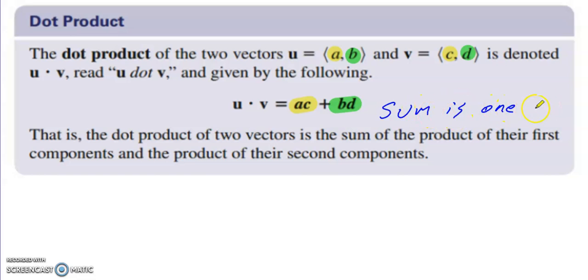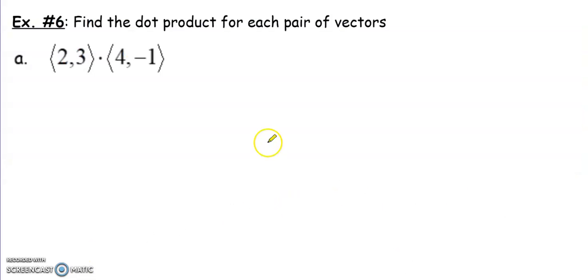So the sum is going to be a number. It'll be a singular value. It's not going to be a vector. It won't be anything in component form. All right. So let's take a look at how that is going to look.